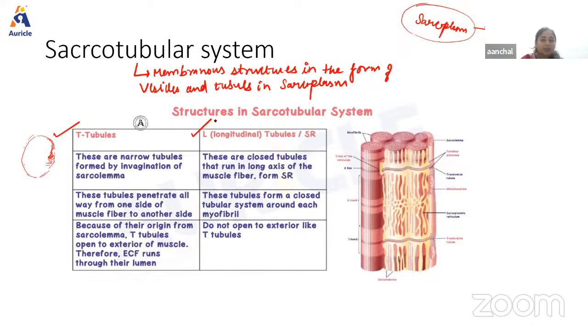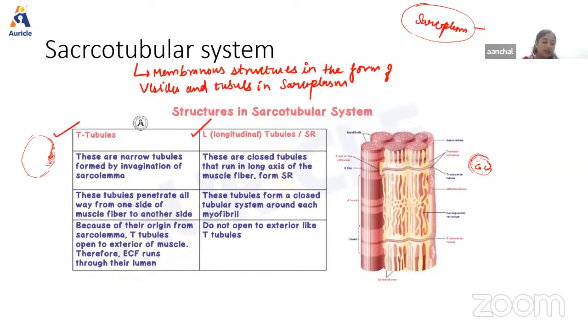Okay. Now, talking about the L or longitudinal tubules. The L tubules are closed tubule structures, closed tubules like this. And they run in the long axis of the muscle fiber like this, forming the sarcoplasmic reticulum. So these L tubules are basically responsible for the formation of the sarcoplasmic reticulum in which the calcium remains stored. The L tubule corresponds to the endoplasmic reticulum present in other cells, right?